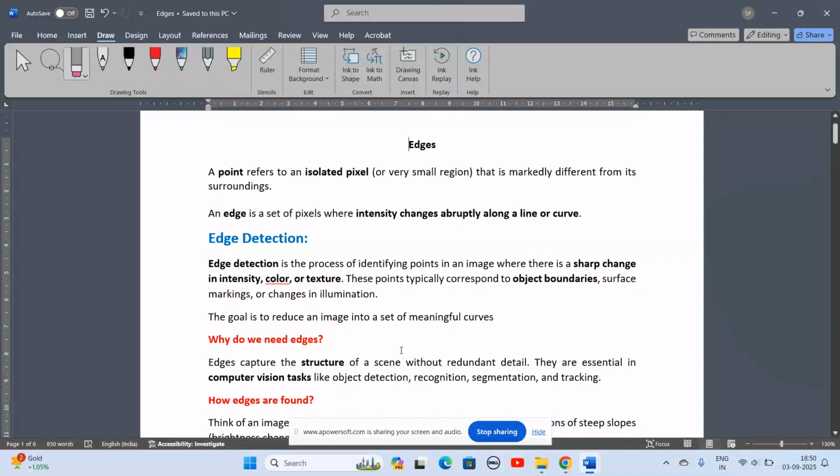Hello all, in this video we are going to see about edges. In the previous video we have seen about points and patches. A point is referred to as an isolated pixel or a very small region, and an edge is a set of pixels. Edge is nothing but a set of pixels where the intensity changes abruptly along a line or curve.